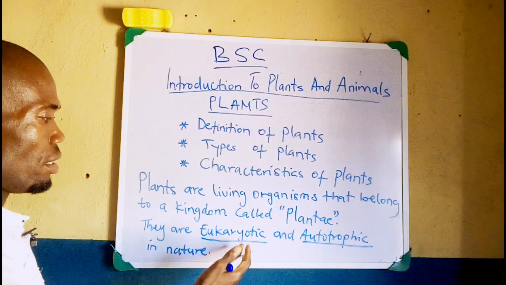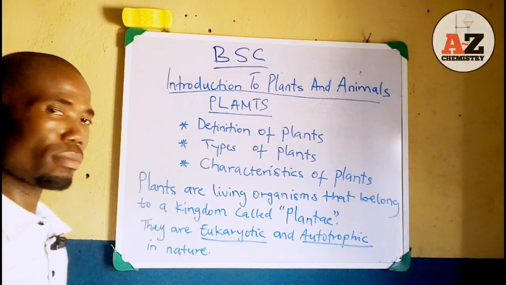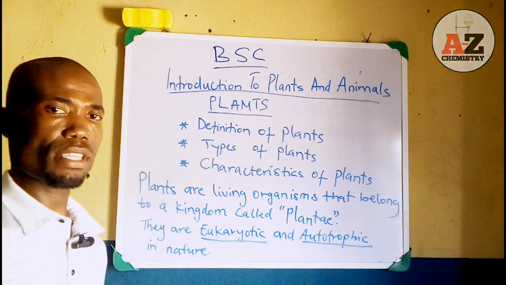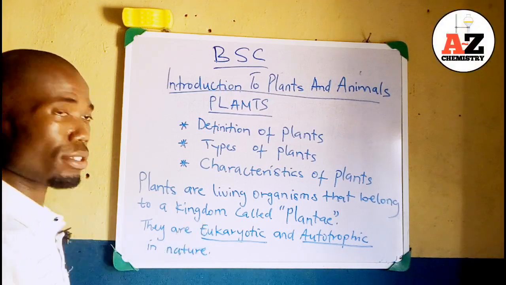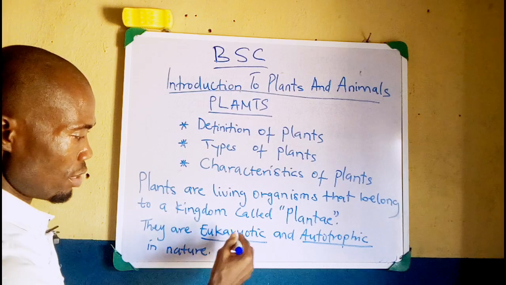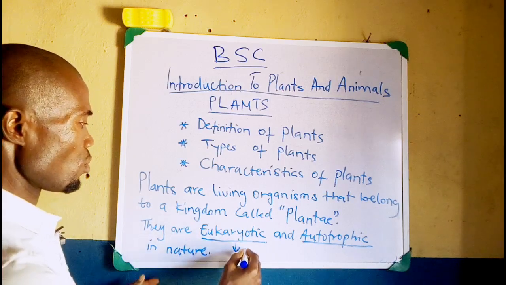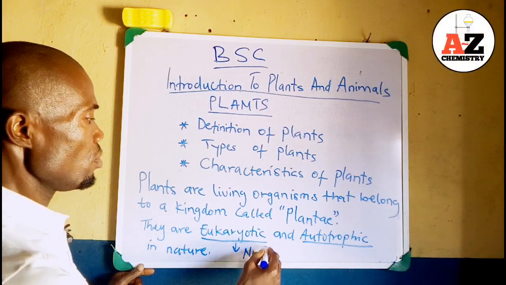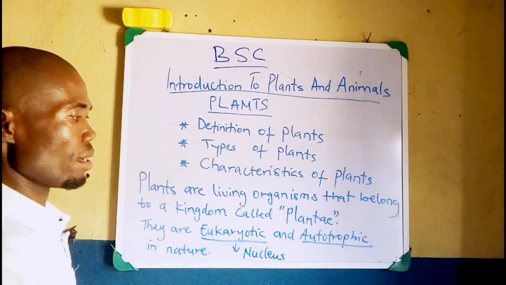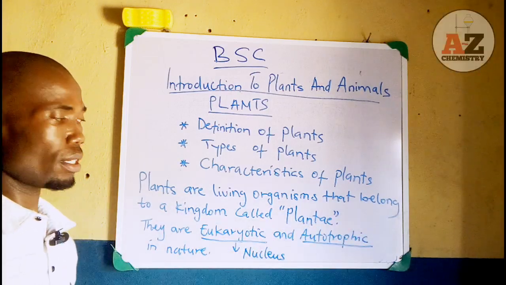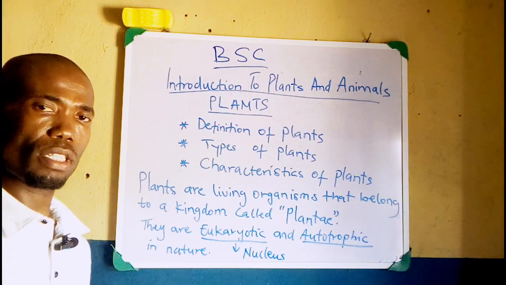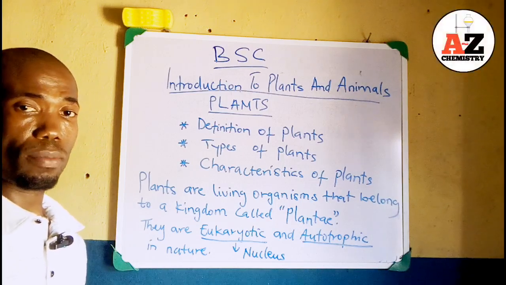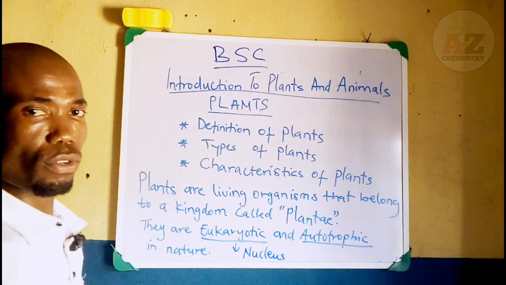Plants being eukaryotic in nature means that they have cell wall, and their cells contain nucleus. Then being autotrophic, meaning that they produce their own food through a process known as photosynthesis.